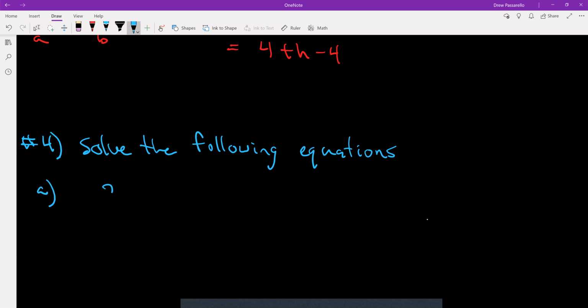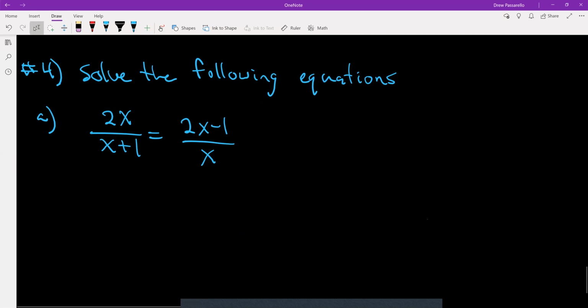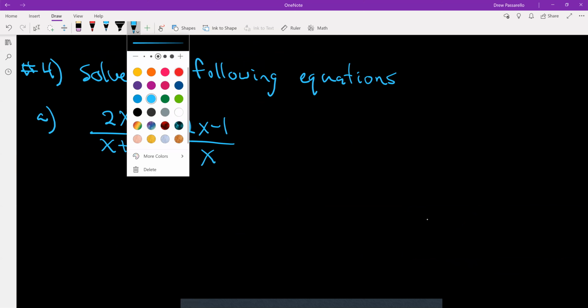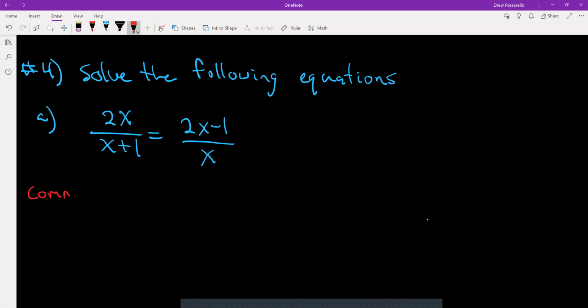So for instance, part A, you had 2x over x plus 1 equal to 2x minus 1 divided by x. I'm going to make a comment. Before I try solving this, I know I can't have x be -1 or 0. That's because of the x plus 1. If that were to equal 0, that gives me -1. And you can't divide by 0.